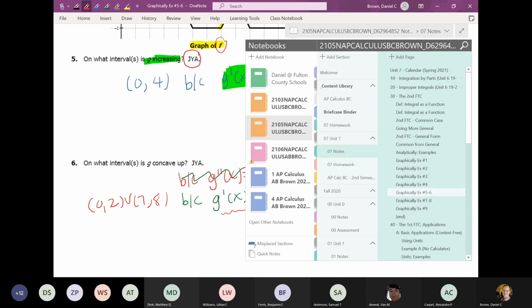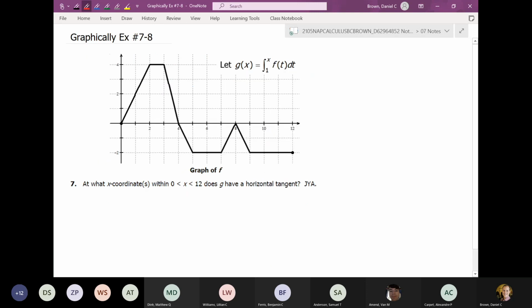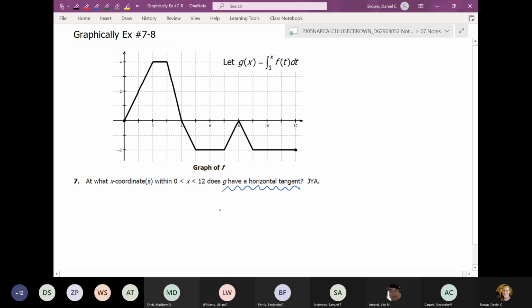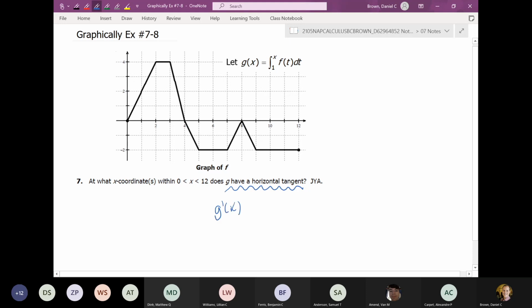Looking at the next problem, again, this is a lot of stuff that we did first semester, just putting a little bit of a different spin on it. Number 7: at what x coordinate within the interval, and I chose an open one, from 0 to 12, does g have a horizontal tangent line? Again, think back to first semester. What would it mean for g to have a horizontal line? Well, that would mean that g prime of x is equal to 0.